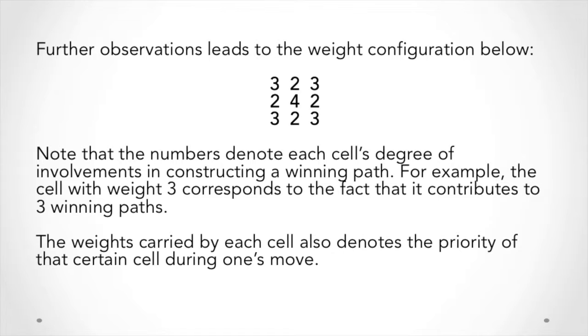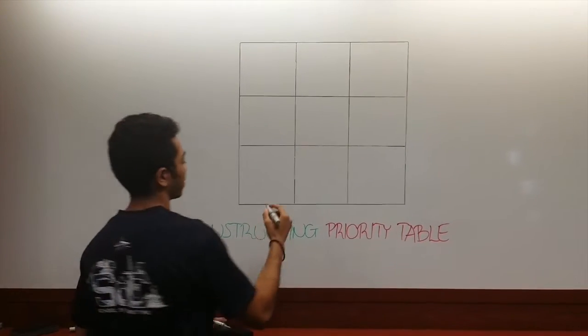With the aid of lemma 2 and some further observation, we can deduce the following weight configuration for the 3x3 grid. So you might wonder what the numbers in each cell represent. Basically, it denotes each cell's degree of involvement in constructing a winning path. Let's have a look at a live demonstration.